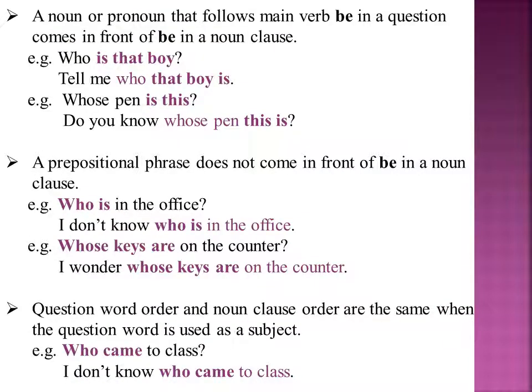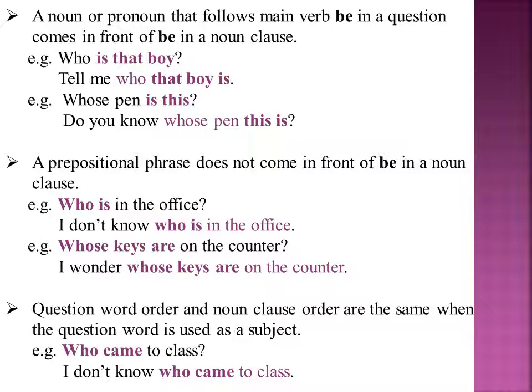A noun or pronoun that follows main verb be in a question comes in front of be in a noun clause. Example, who is that boy? Is the verb, that boy the subject. So in the noun clause, tell me who that boy is. We have that boy, the subject, then the verb is. Whose pen is this? Is the verb, this the subject. In the noun clause, do you know whose pen this is? This the subject and is the verb.